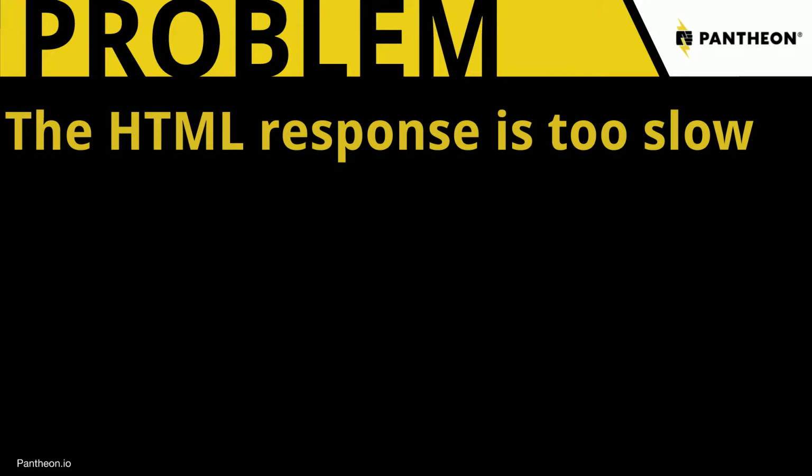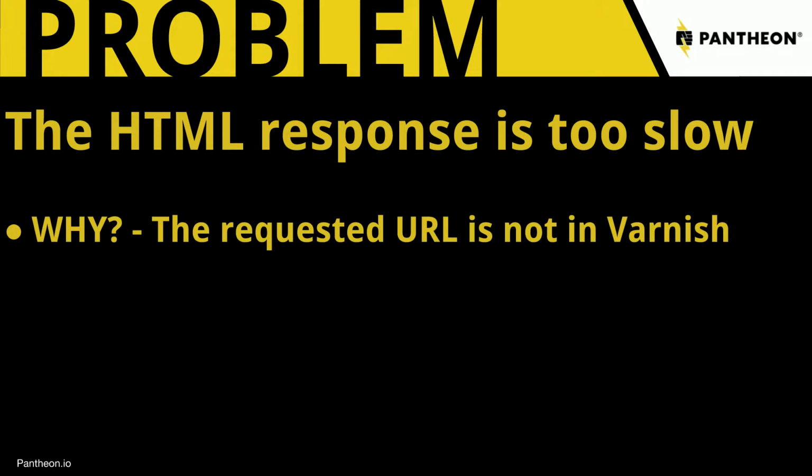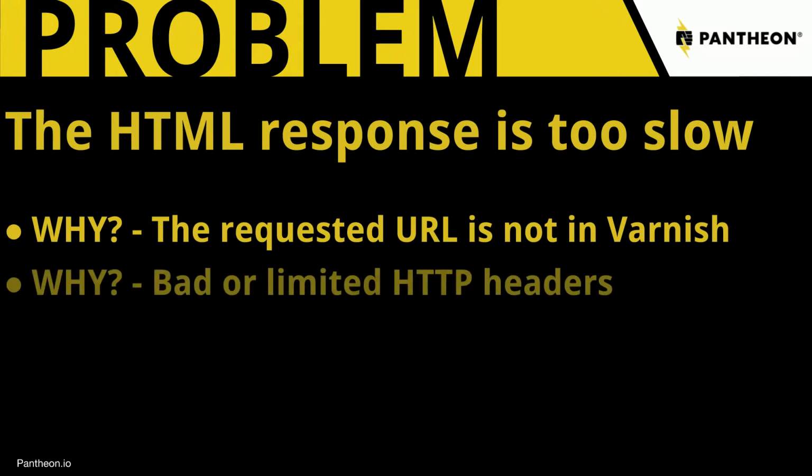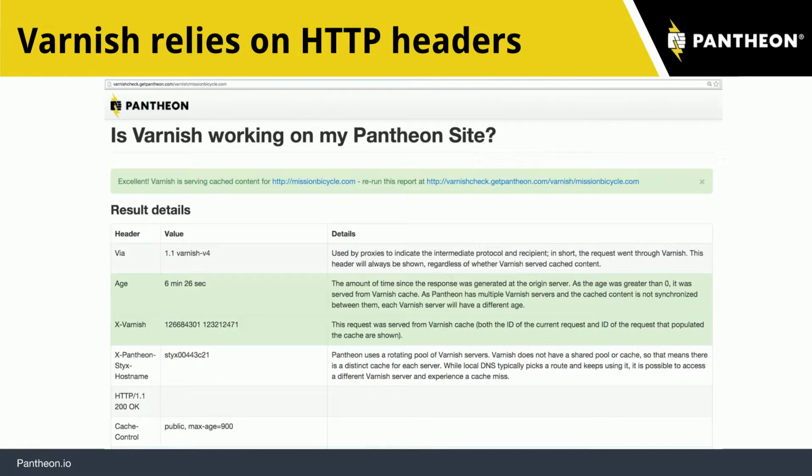So if your problem is the HTML response is too slow, and the reason why is your HTML page isn't in Varnish, or it's not in your full page cache, you have to ask why again. And when you ask why again with Varnish and many of these other tools, the answer is going to have to do with the HTTP headers of your response. So Varnish relies on HTTP headers, metadata about the communication of the response itself. So if this response for /about or any other page says in its metadata, in its cache header, I can be publicly cached for 900 seconds.